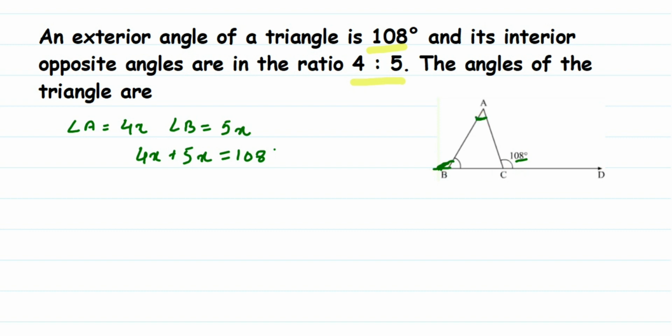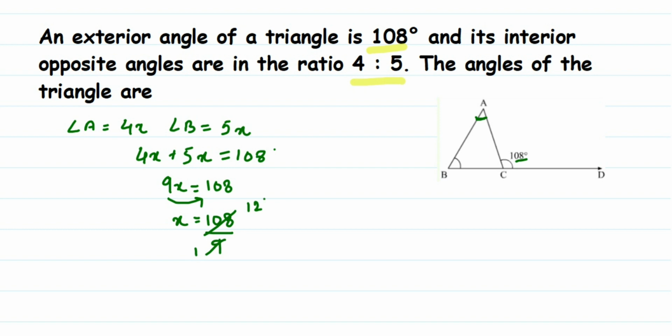So let's find out the value of x. Using that, we're going to find angle A and angle B. So 9x is equal to 108. We have to find the value of x. We're going to transpose 9 to the other side, so 9 will come in division. Directly, in the 9 table, 9 twelves are 108. So we got the x value as 12.